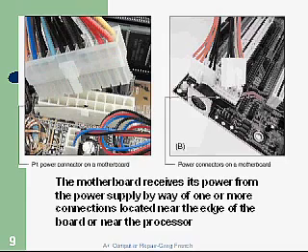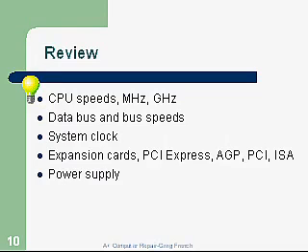In review, CPU speeds. Today the CPUs are running anywhere probably between 3 and 4 gigahertz, which is a billion cycles per second, represented by GHz. And there's also the megahertz, which is a million. Data bus and bus speeds. We're always trying to get faster and faster bus speeds on our motherboard so we can move the data faster, get higher performing computers. System clock, that's the pulse that we use for timing in the computer, and that's generated from what we call the system clock.